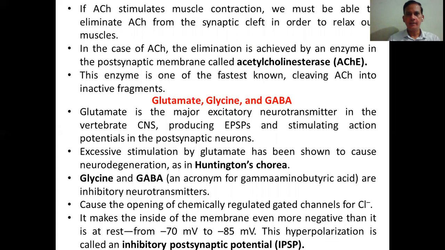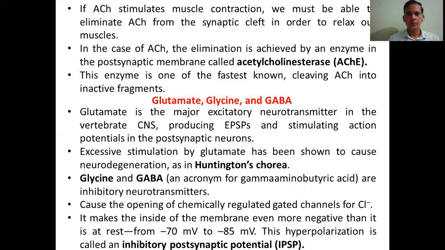Now there are other molecules also, like glutamate, glycine and GABA. Glutamate is the major excitatory neurotransmitter in the vertebrate central nervous system. They produce excitatory postsynaptic potential and have a stimulating action at the postsynaptic neurons. However, excessive stimulation by glutamate may cause neurodegeneration. One example is Huntington's chorea.